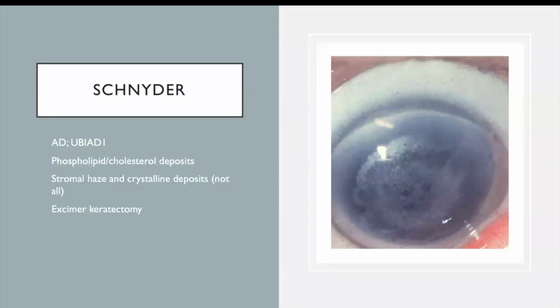And essentially what's happening, it's lipid metabolism gone wrong. So you get these phospholipid and cholesterol deposits within the stroma, which can cause these sort of crystals that you can see, which is what you can see typically here on the right-hand side, but not always. And these patients are usually treated pretty well with excimer laser.